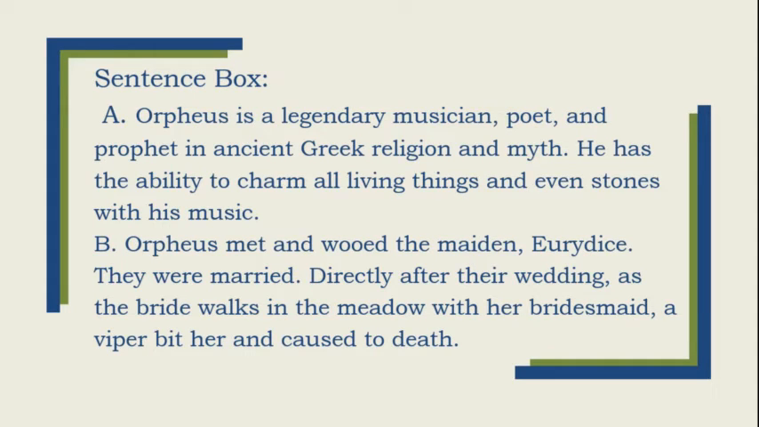Letter A. What are those sentence boxes? Orpheus is a legendary musician, poet, and prophet in ancient Greek religion and myth. He has the ability to charm all living things and even stones with his music. Letter B. Orpheus met and wooed the maiden, Eurydice. They were married. Directly after their wedding, as the bride walks in the meadow with her bridesmaid, a viper bit her and caused her death.